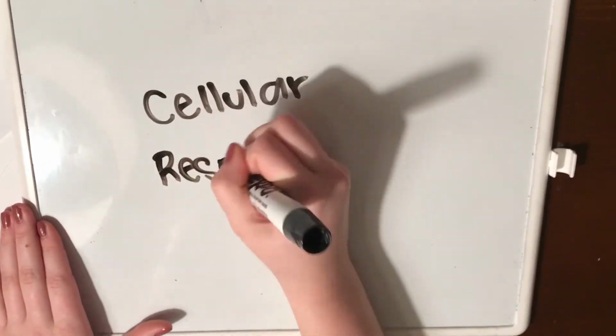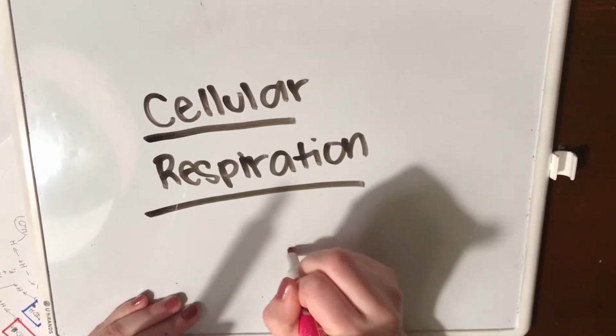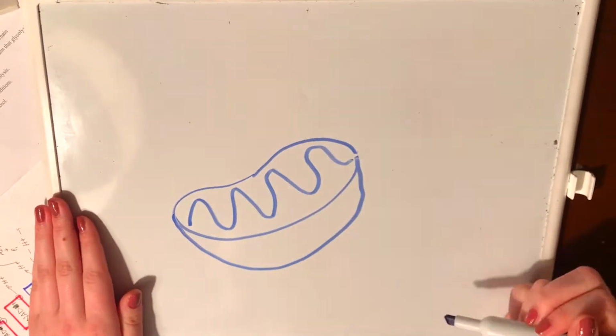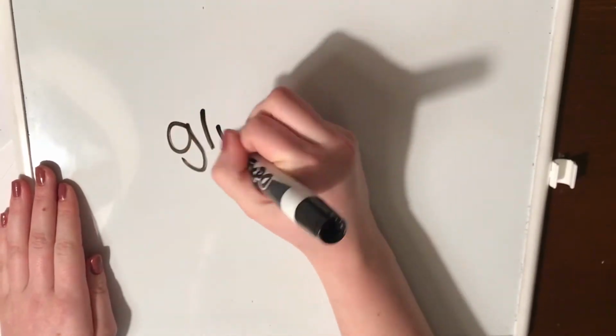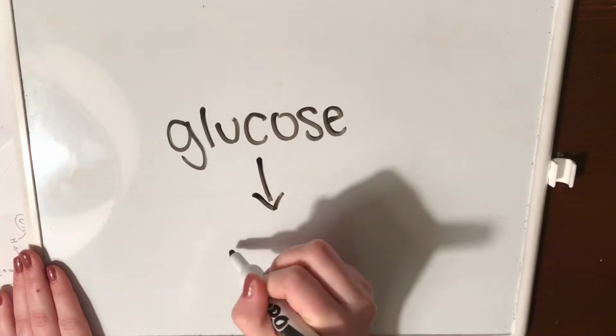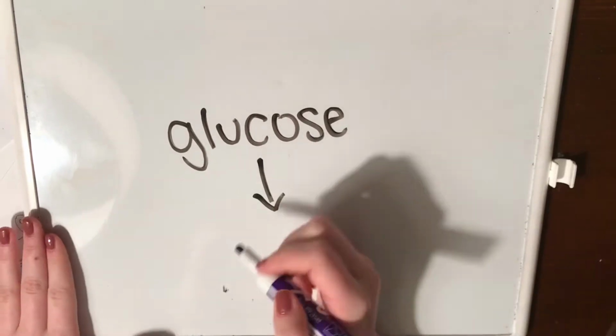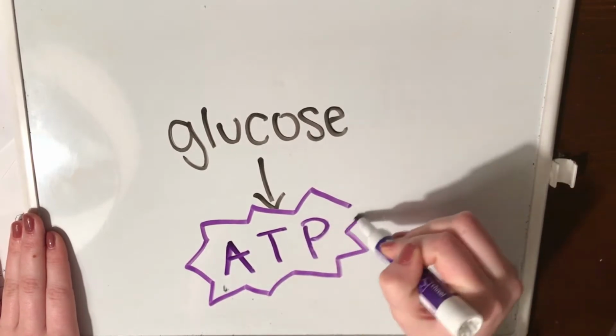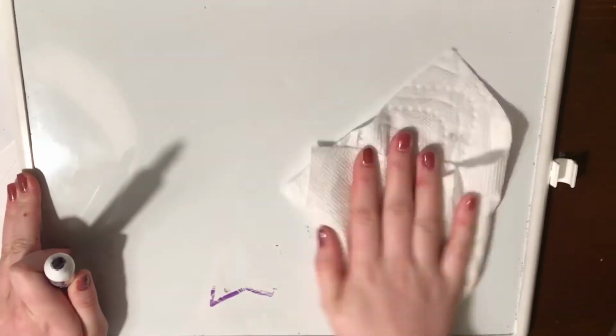Hey guys, today we are going to be talking about cellular respiration. In eukaryotes, cellular respiration occurs in the mitochondria. Cellular respiration is necessary for all forms of life. It converts glucose into ATP, energy we can use in our bodies. Plants use solar energy to create glucose through photosynthesis. However, animals have to consume it.